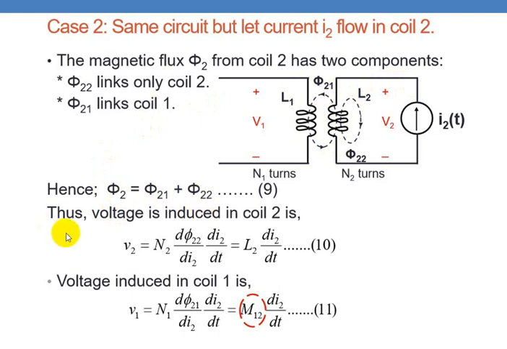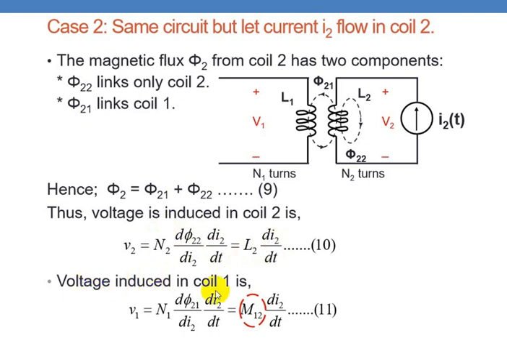The voltage induced in coil 2, V2, because of its own current, is given by N2, the number of turns, into the flux linking this coil, d phi 22 by di2, because of current I2, into the rate of change of current di2 by dt. So that is the flux linkage due to its own current. This is called the self-inductance of the coil, L2 into di2 by dt.